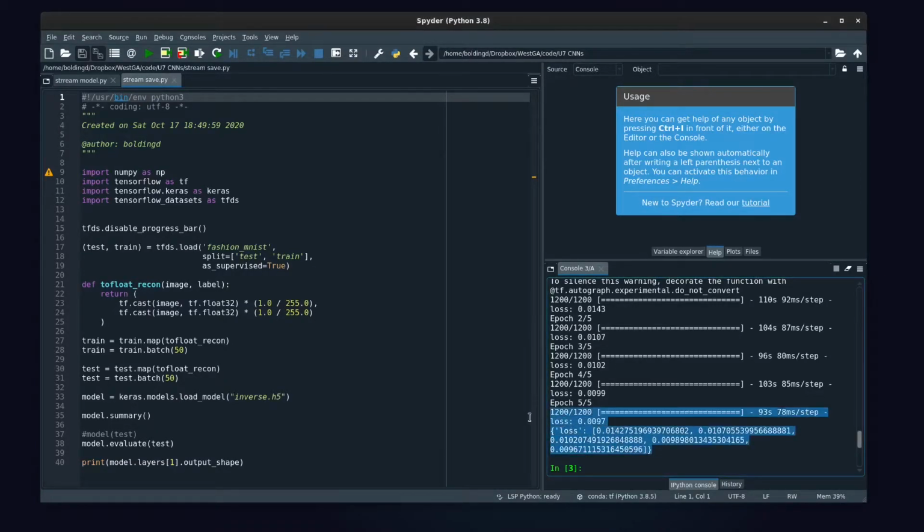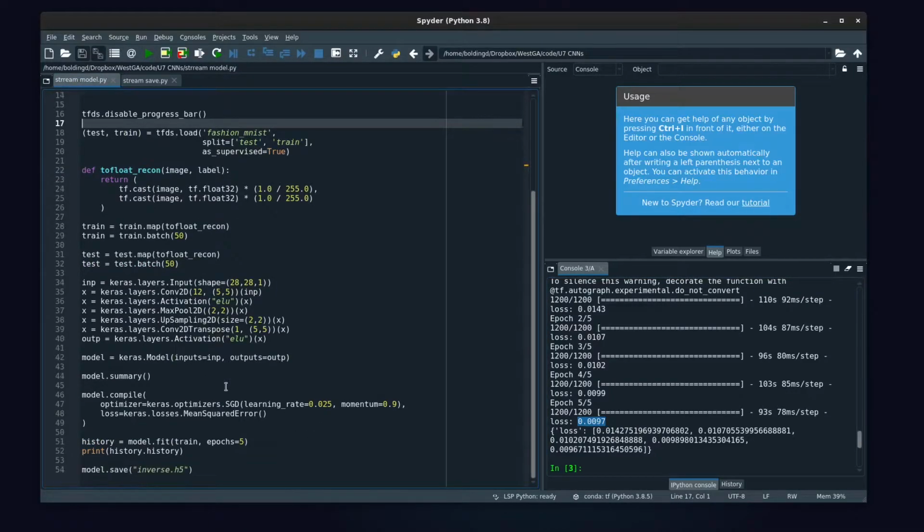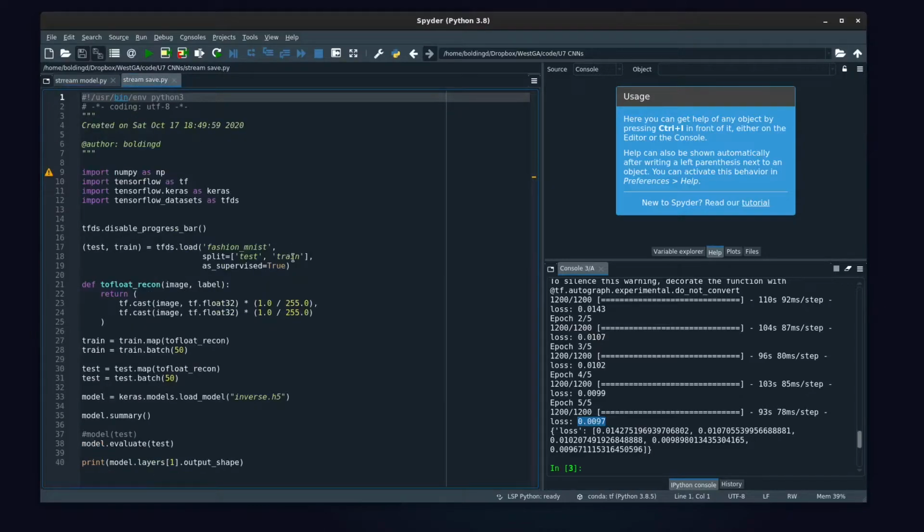We can see that training has finished. Loss got fairly small. That is MSE loss. Should be MSE loss, actually. I hope I used MSE. Yeah, good, MSE. All right.